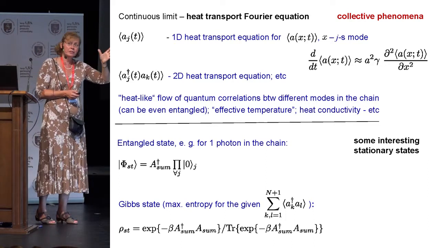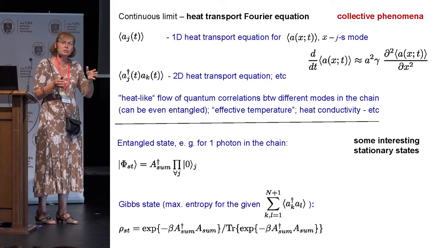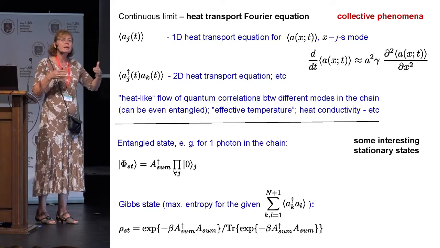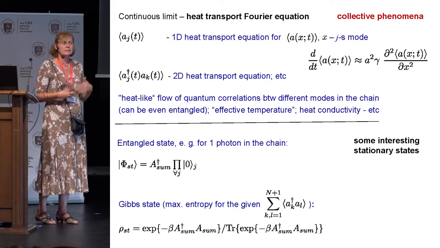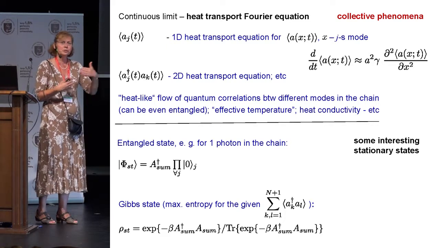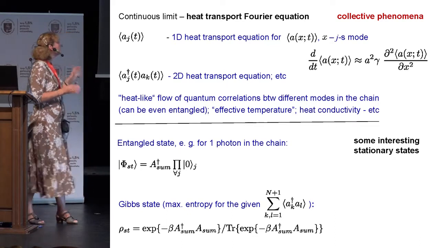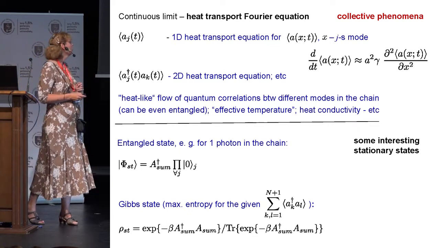You can look at heat conductivity. You can even look at phase transitions, where your phase would be the initial quantum state of your light at the input and the state of your light at the output. And you can show that it looks like a phase transition and so on. This is one part of the story which you can follow.